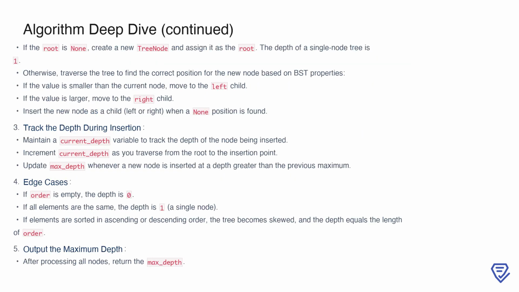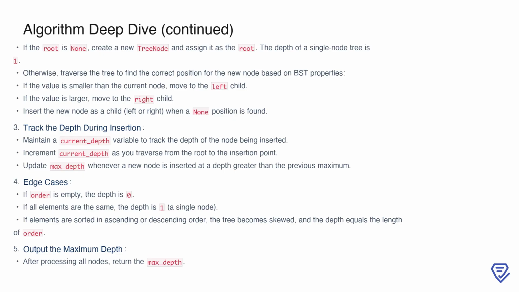When inserting nodes into the BST, the first step is to check if the root is None. If it is, we create a new tree node with the value of the first element in the array and set it as the root. Since this is a single node tree, its depth is 1. For subsequent elements, we traverse the tree to find the correct position for each new node.